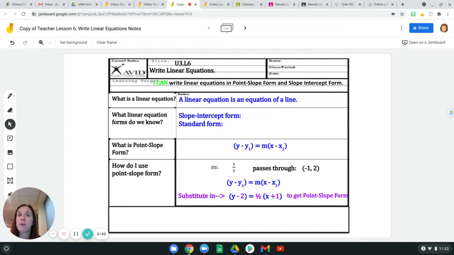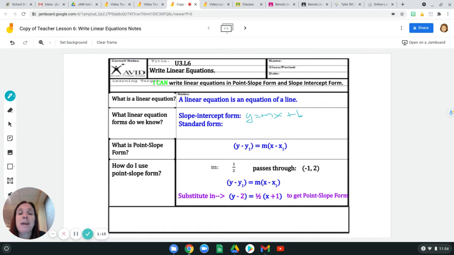Remember, at any time you can pause if I'm going too fast and then hit play when you're ready to go again. What linear equation forms do we know? All right, let's review the ones that we've already talked about. Slope-intercept form, we talked about that. Remember that slope-intercept form is written as y equals mx plus b.